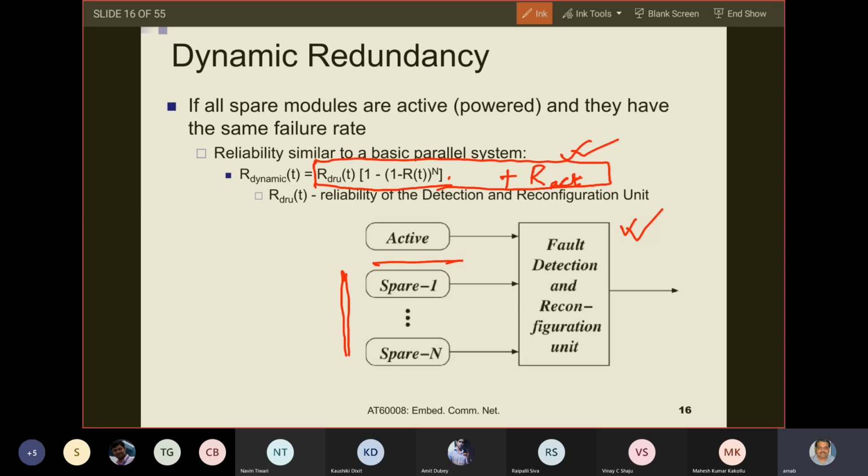See, why have I put in this R act? This R act is here because we are trying to say that the probability that the active module will work, because the system is getting output. The output that is coming at the output is only due to R act. In any case, the probability that you are getting correct output from the active is R act. Now in case when R act fails, the probability that it will be detected is RDRU, and reconfigured is RDRU, and in that case any one of the spares will be able to take charge. That probability is 1 minus (1 minus Rt) to the power n, right? Right, sir, right, okay.